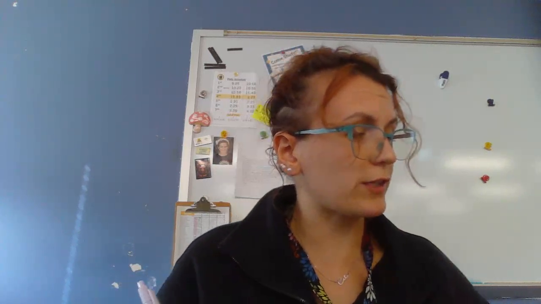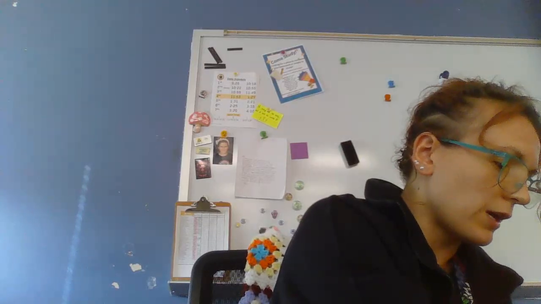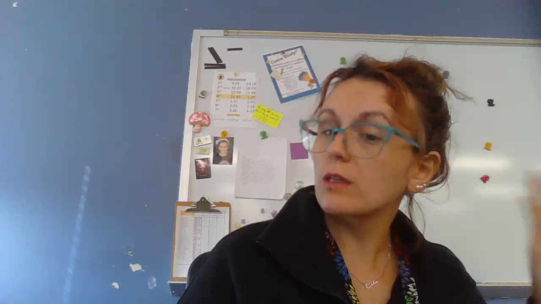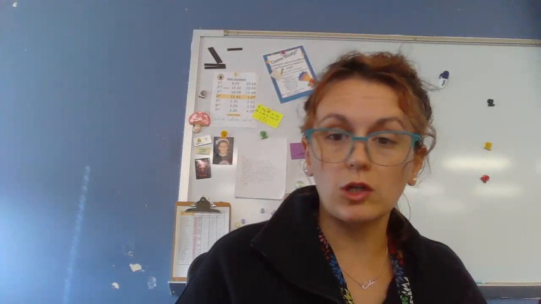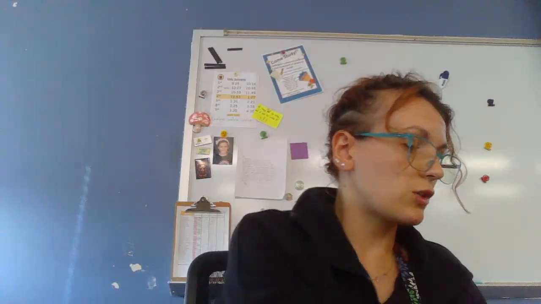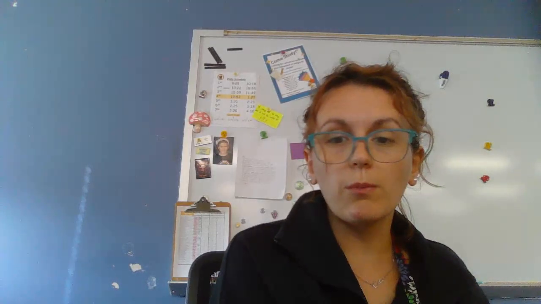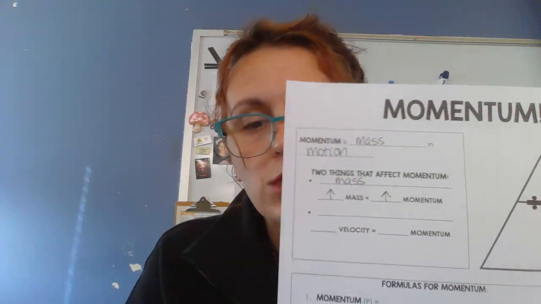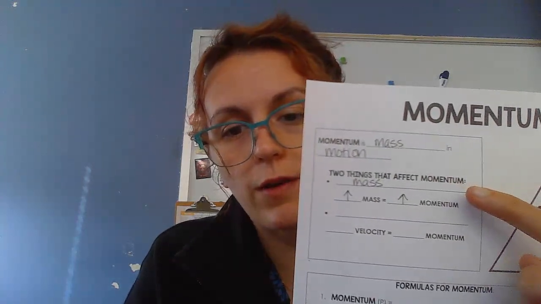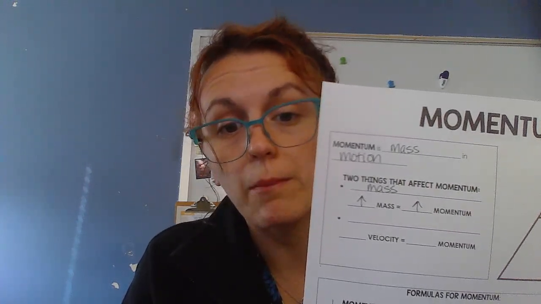So the two things that affect momentum, the first one is mass. So in that line under "two things," you need to write down mass. And then we're going to do our arrows because I like my relationships. So we've got a proportional relationship here, a proportional or direct relationship. So as we increase our mass, we are going to increase our momentum.